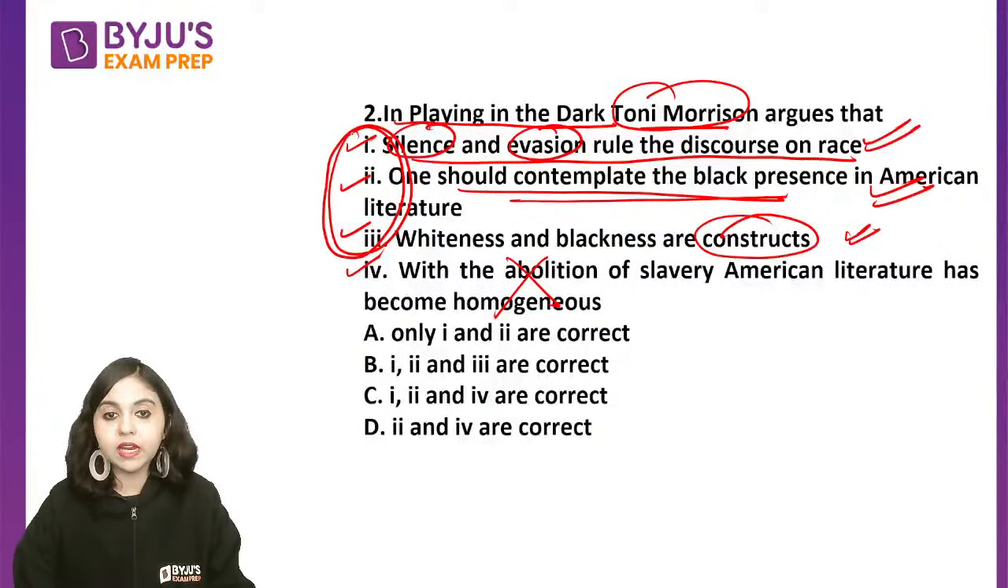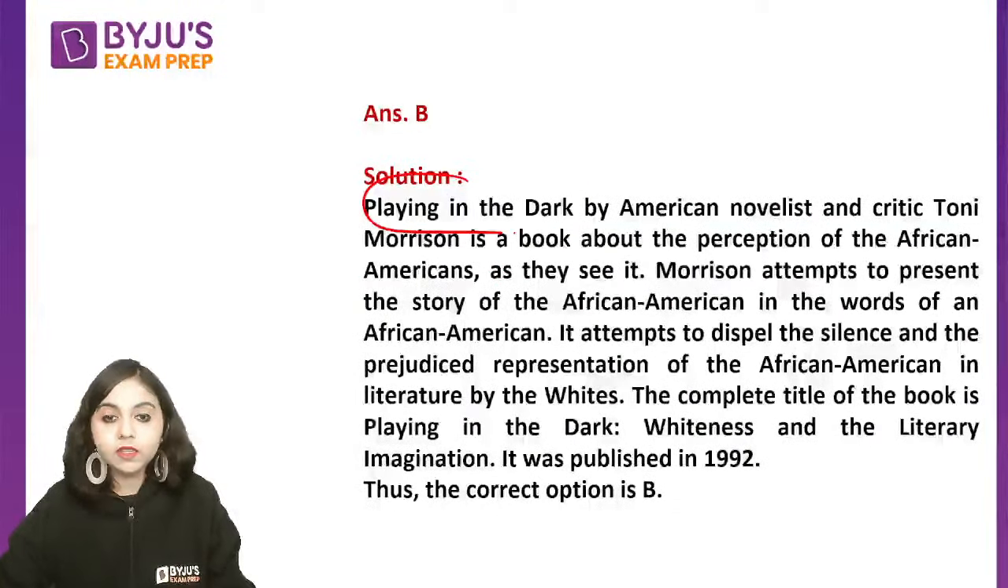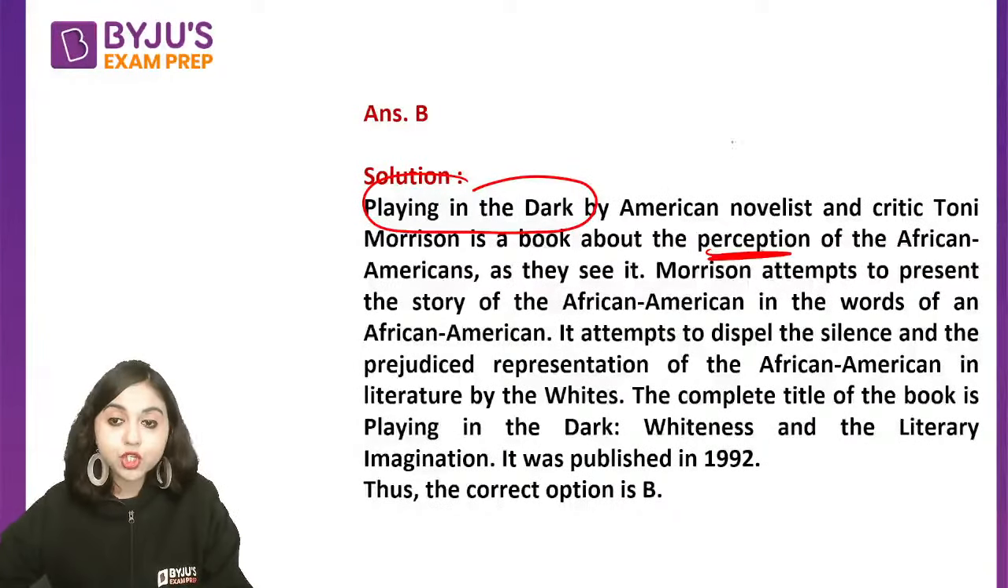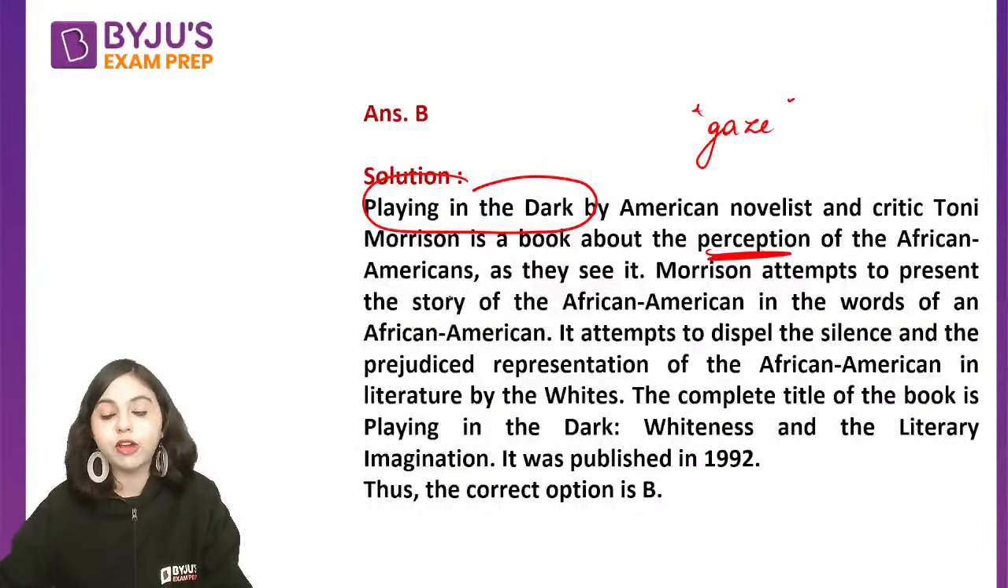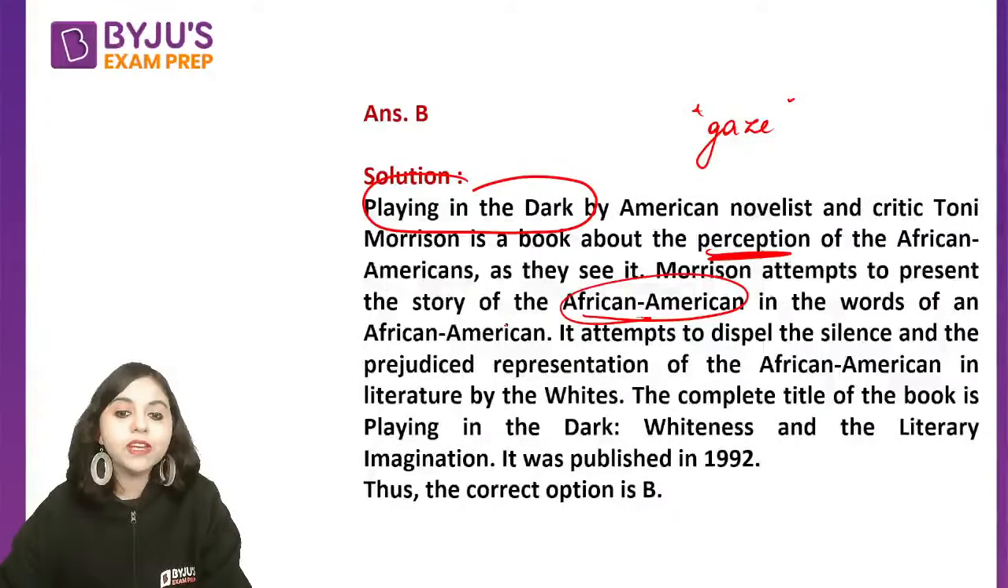That is something that Toni Morrison talks about in Playing in the Dark. You are able to see that this is trying to tell you about the perception, the gaze of Afro-Americans as they see it. It is also trying to tell you about the story of the Afro-Americans from their own words. In their own words, you're able to see their stories altogether.